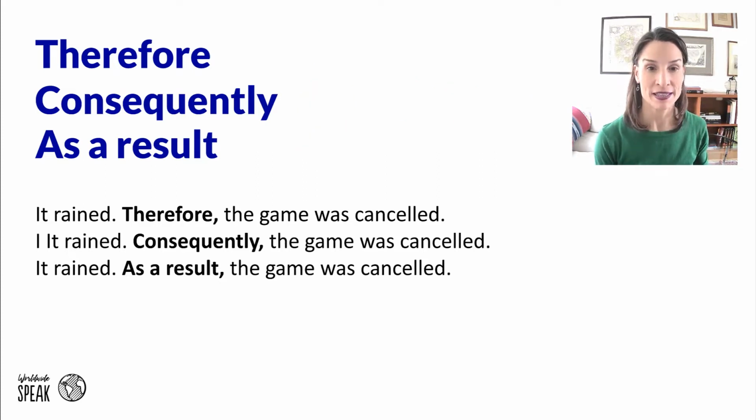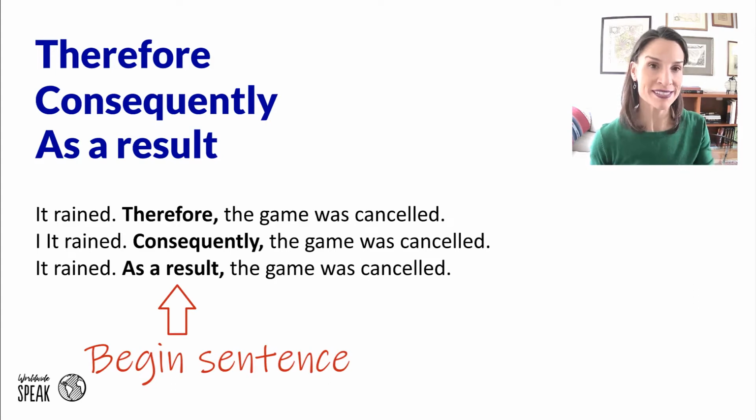We have therefore, comma, the game was canceled. Consequently, comma, the game was canceled. And as a result, comma, the game was canceled. So you will begin your sentence about the effects with any of these words, therefore, consequently, and as a result. Notice that they do begin the sentence, so the previous sentence will have a period, and then you'll begin the new sentence using one of these words, or as a result, the phrase.